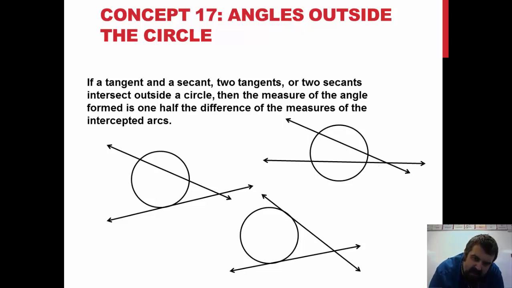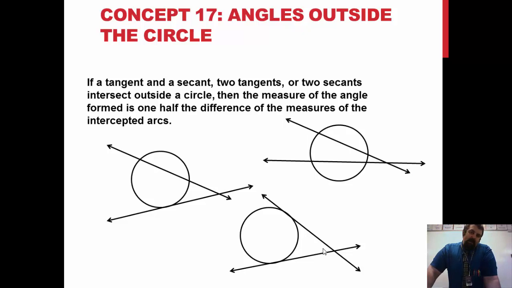But let's look at this case here. If I take this big arc, and I take this small arc, and I add them together, well, that's the whole circle, 360 degrees. If I divide that by 2, I get 180. Does this angle out here look like 180 degrees to you? No, it doesn't. So adding them together divided by 2 doesn't work for the outside. It works for the inside, but it fails horribly for the outside.